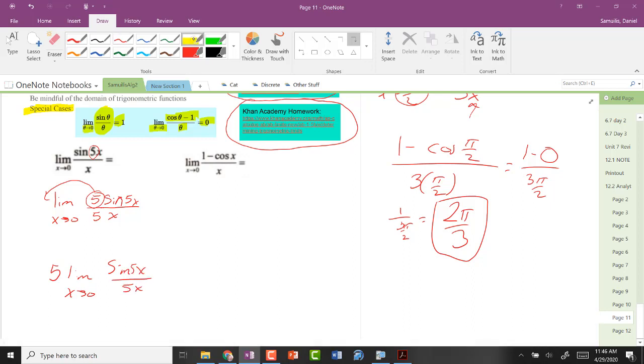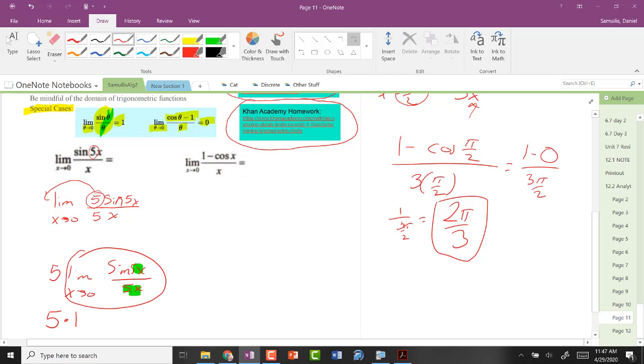So this rule applies to any matching values here. If it's sine of theta over theta, great, that's equal to 1. If it's sine of 5x over 5x, that's going to be equal to 1. So I have 5 times this limit, which is equal to 1. So my answer is 5.